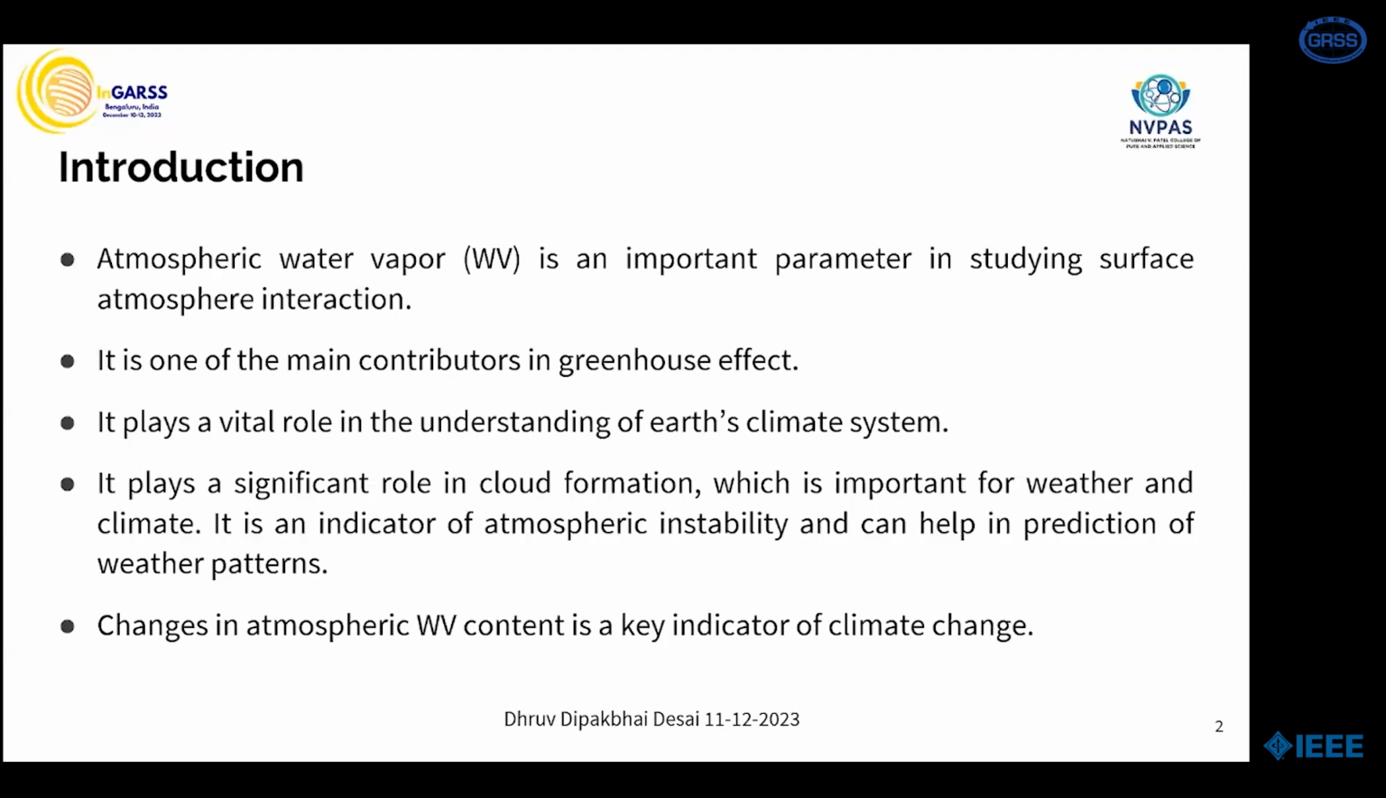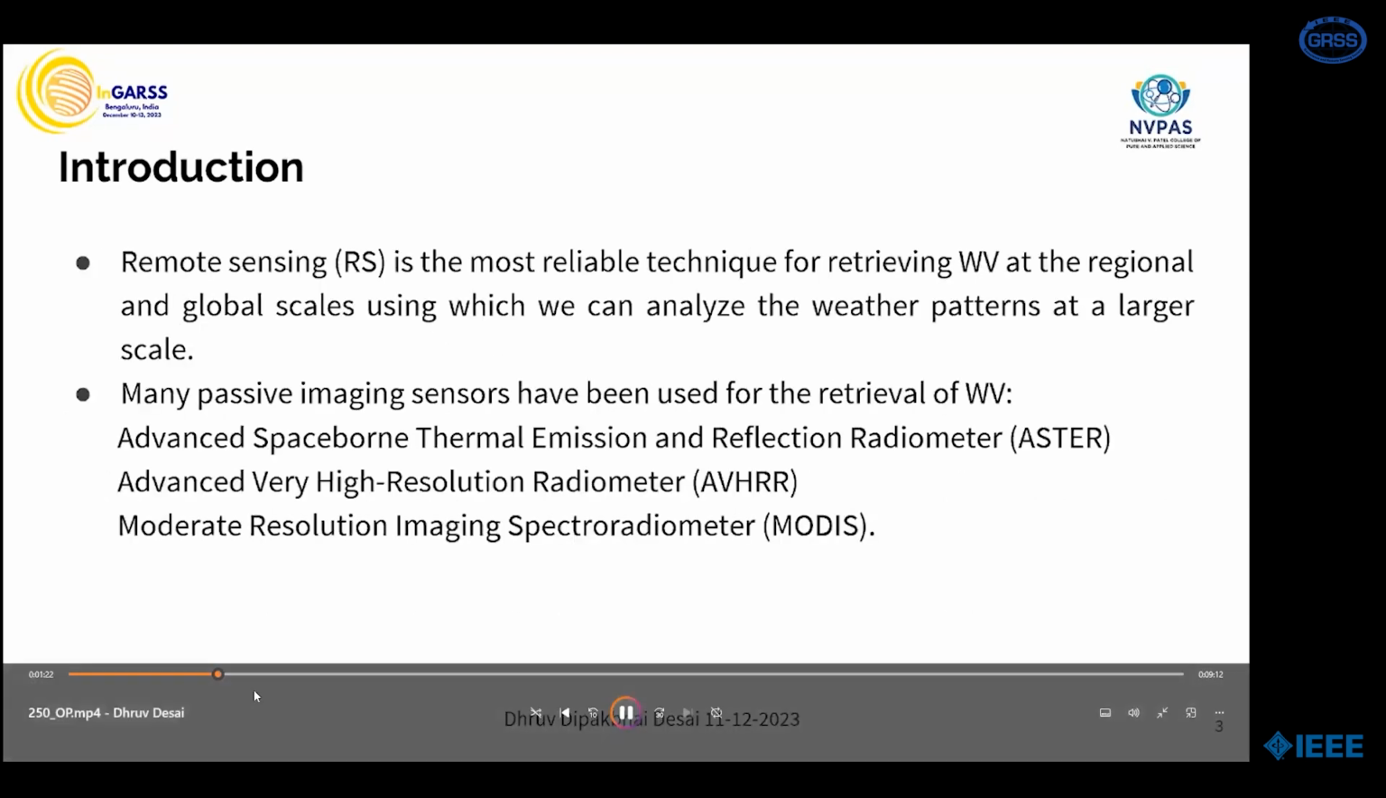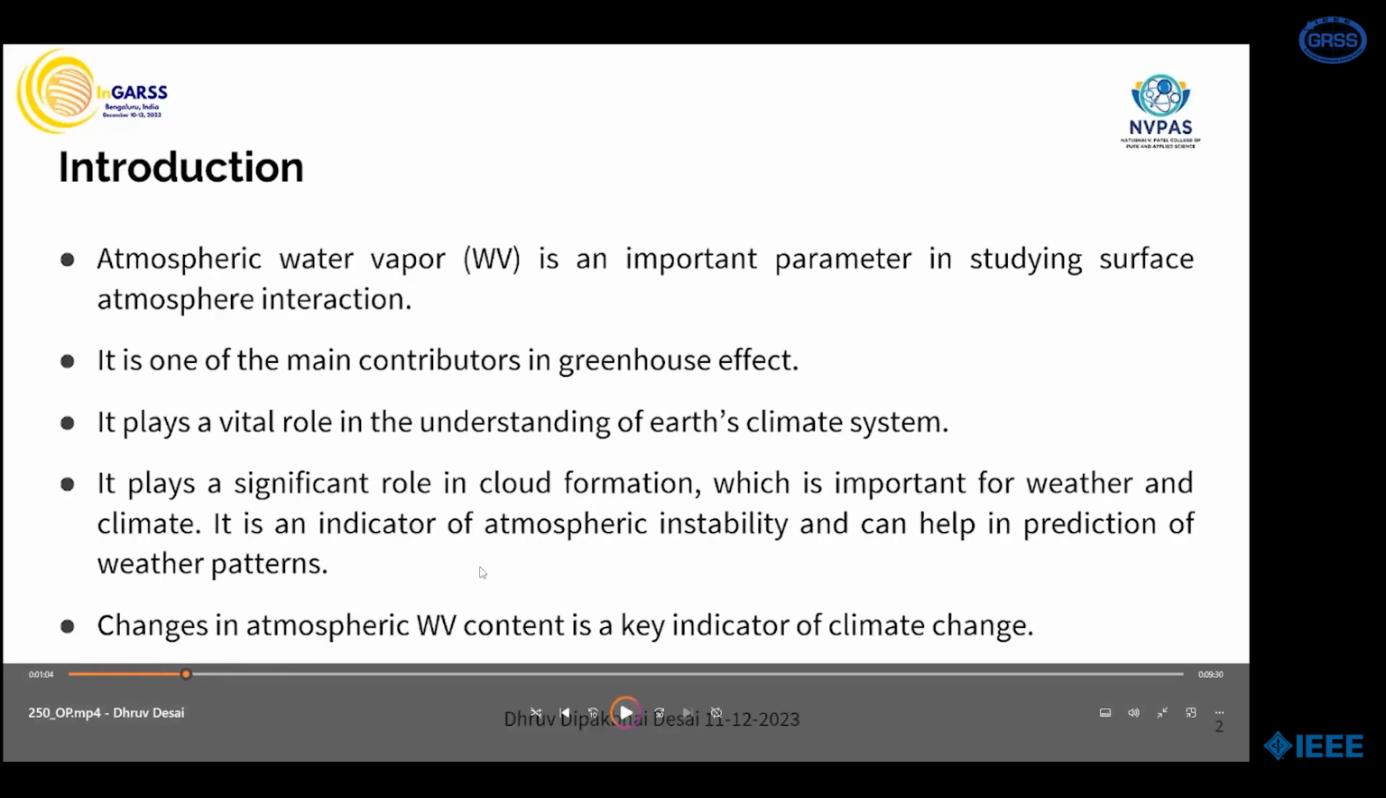First of all, I would like to give a brief introduction about atmospheric water vapor. Water vapor is an important parameter in studying the surface atmosphere interaction. It is one of the main contributors in the greenhouse effect. It plays a vital role in the understanding of the Earth system. It plays a significant role in the cloud formation, which is important for the climate. It is an indicator of atmospheric instability and can help to predict the weather patterns. The rapid changes in the atmospheric water vapor content is a key indicator in the climate changes.